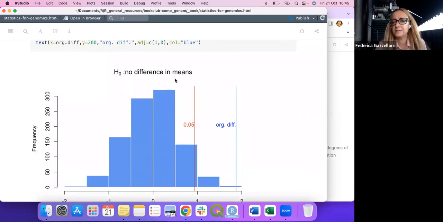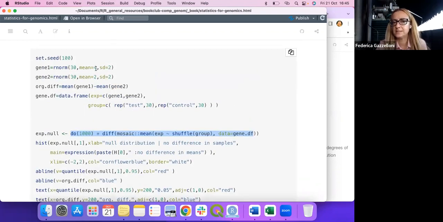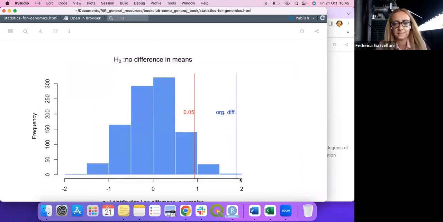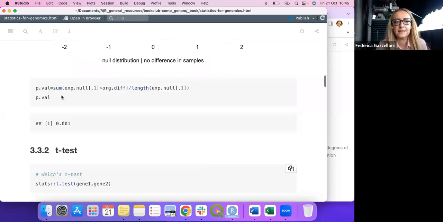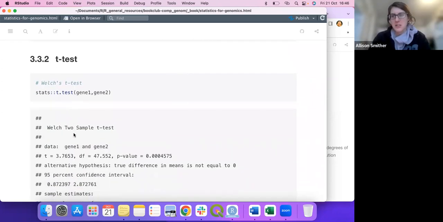H0 says there is no difference in means, but we know there is a difference: this one is 4 and this other is 2. Let's go a bit forward. Then we calculate the probability of finding a value around this mean, and it is quite low, so we might need to reject our null hypothesis. It is lower than 0.05, so it's statistically significant.